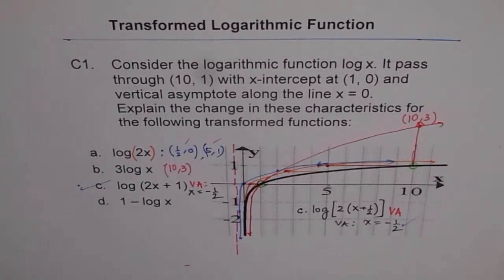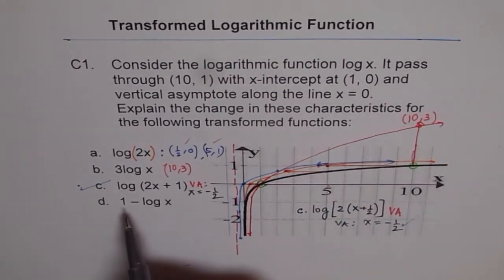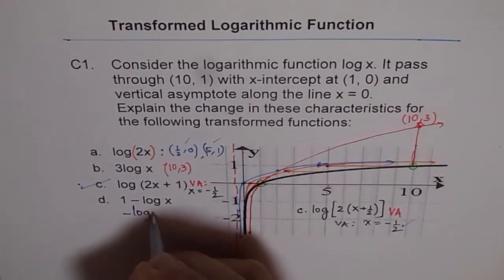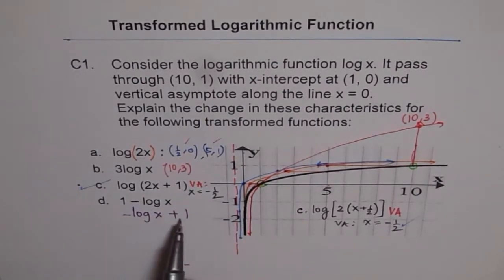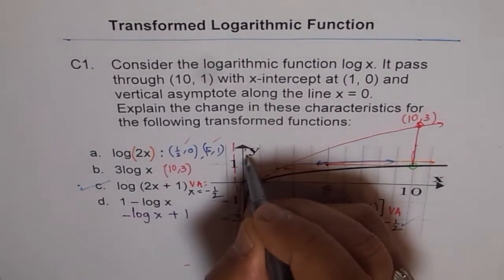Now we look into part D, which is 1 minus log x. So we'll again go back to our original function, and that black line is the original function, right? So it is 1 minus log of x. You could see this like this also. Minus, I'm rewriting this, log of x plus 1. I hope for many students this makes things much clearer. Minus means reflection. So these points get reflected and you get a function like this.